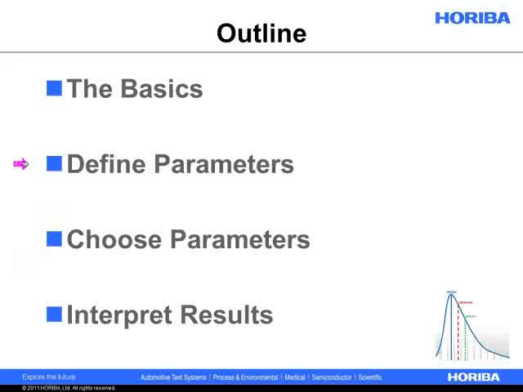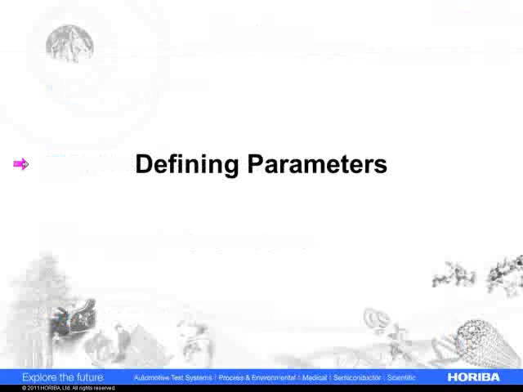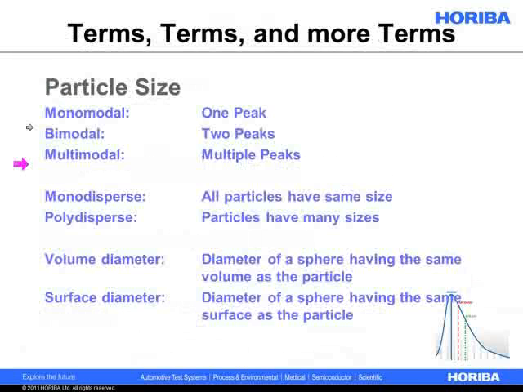So that was the basics. Now we're going to go forward and define some parameters. And a lot of slides in this section, I'll just say, are for your reference. I'm not going to spend time reading the entire slide. One critical distinction is that in the LA950, or any laser diffraction instrument, we really talk about volume-based diameters.